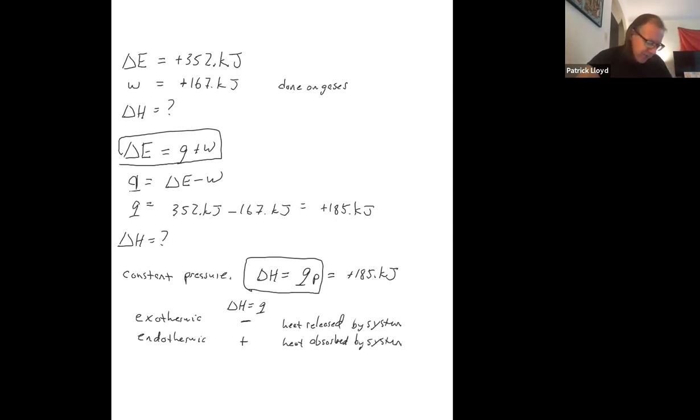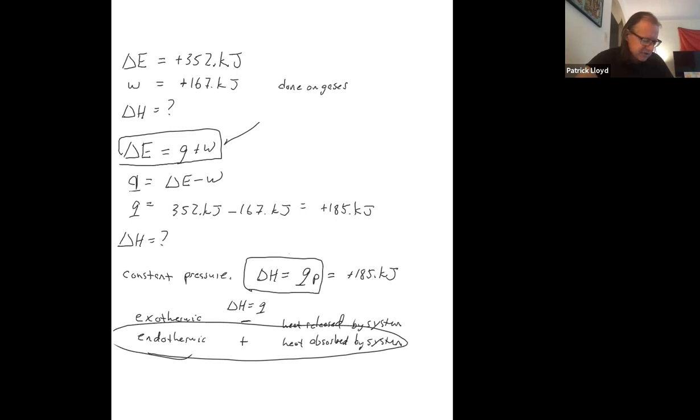Okay, so it's positive, so that means it's endothermic. Right there, that tells us this is an endothermic process. And that is essentially that type of problem. It's relatively simple. You just have to have these two formulas here, delta H equals Q, and delta E equals Q plus W.